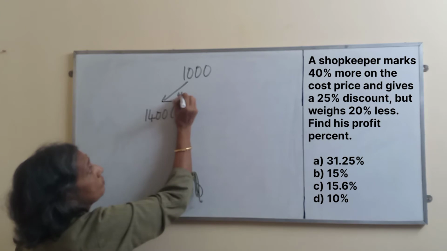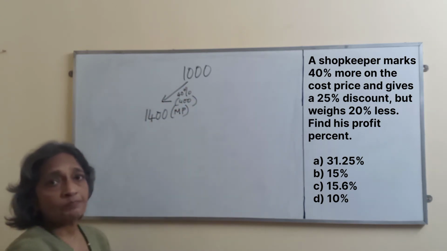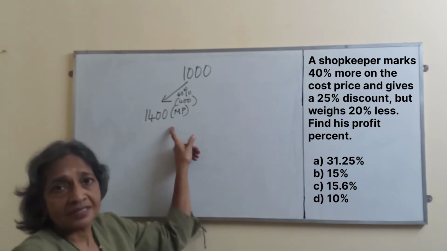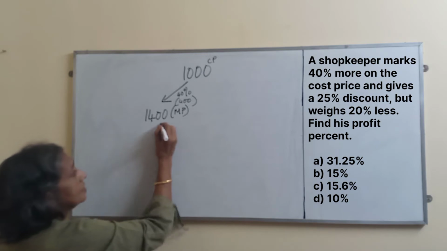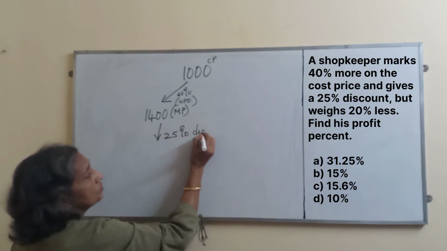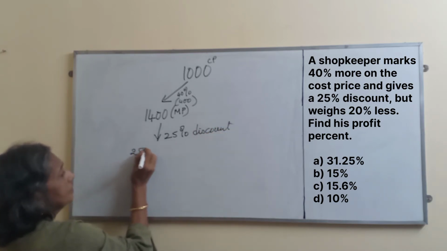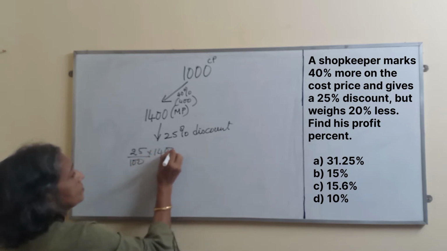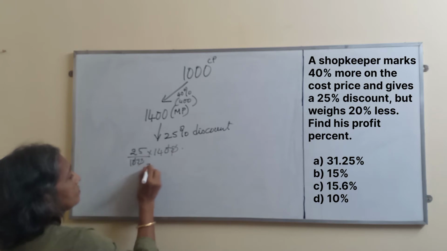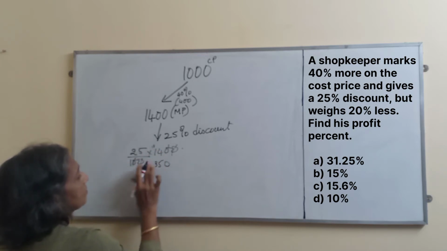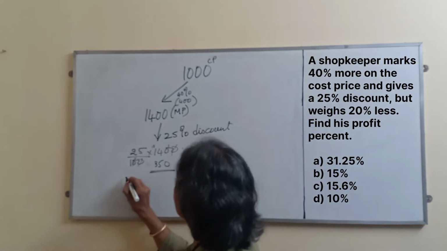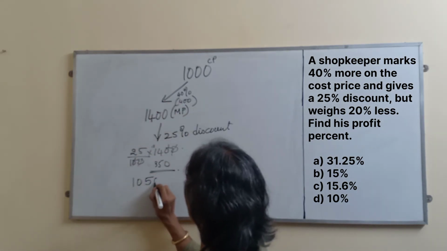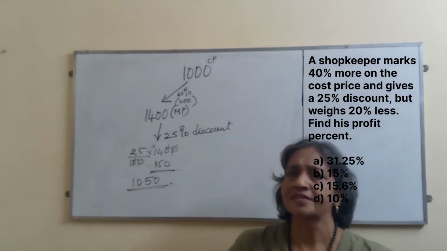Now what is your 40% more? That is 400. So this is what he marks the price at. This was the CP. He marks the price 40% more. Now on this, he gives a 25% discount. So let's calculate this 25% discount here. 25 fours are 100, 25, 30. So he gives a discount of 350. So he intends selling or he sells it for that much.